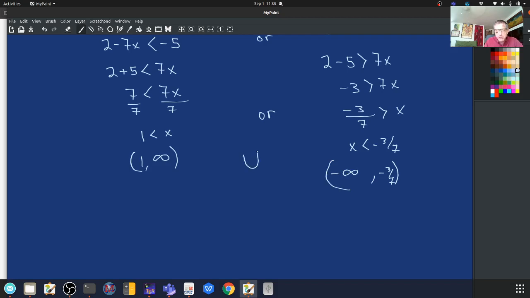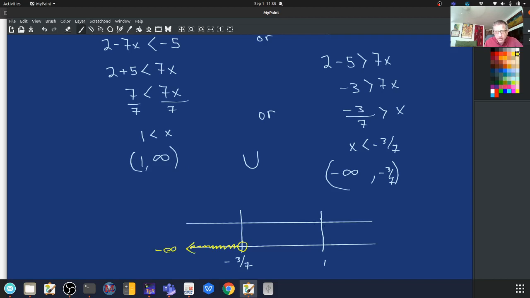So we're taking the union of these two sets. Again, I'll just do it this way really fast. We can really make it go quick. Now I'm just going to go to freehand. This is 1, and this is minus 3/7. Here, for this set, it's all numbers less than minus 3/7, all the way to minus infinity. Here, it's all numbers greater than, not including though, 1 all the way to infinity.